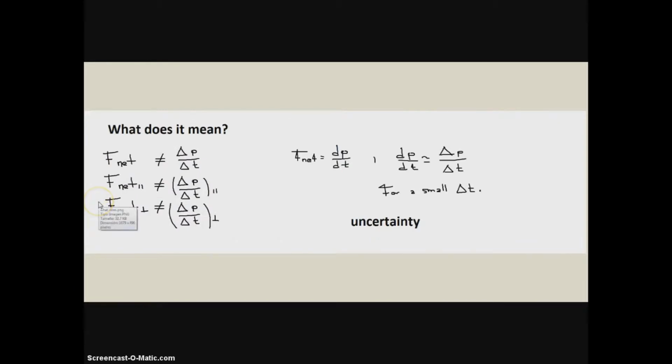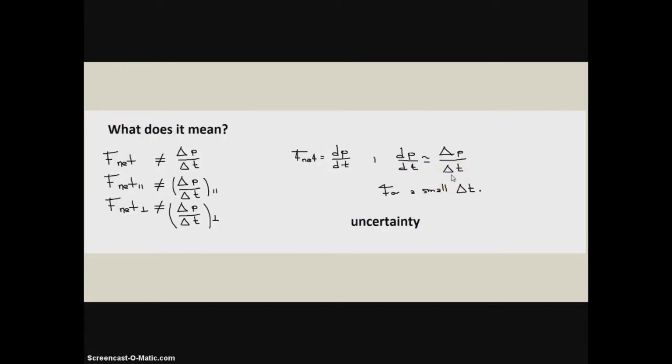What does it mean? How are net force parallel and perpendicular different from delta p over delta t? We know that when there is a small delta t, there is an approximation between dp/dt and delta p over delta t. But this holds only for small delta t, because when our time delta t is big, we have uncertainty about some of our data. So in order to obtain this equivalence, we need to use a small delta t.